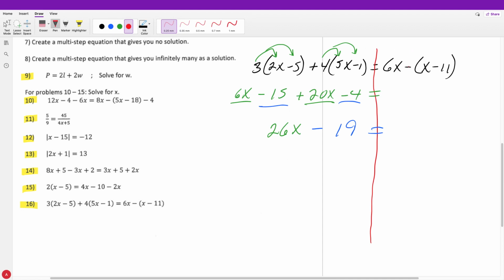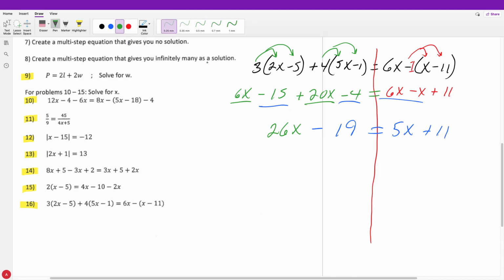It's 6x minus x minus 1. So the 6x is not being distributed in. Remember, we can think of this as a minus 1, and we're going to distribute this minus 1 in. So it becomes 6x minus x, and negative 1 times negative 11 is positive 11. And then we look to combine our like terms. 6x minus x is 5x plus 11.